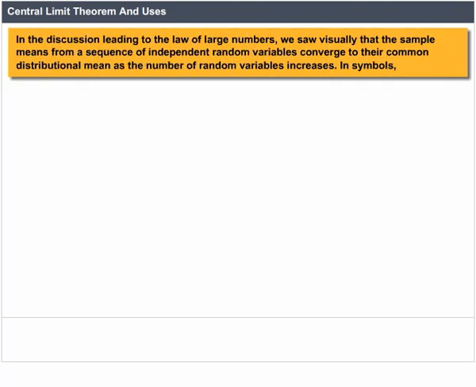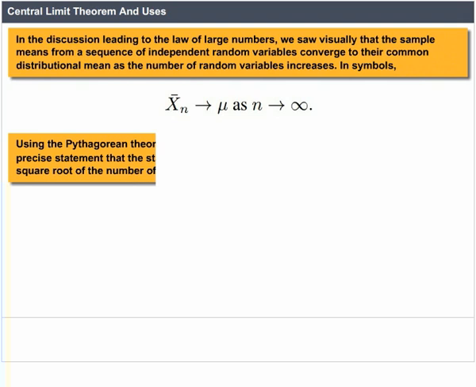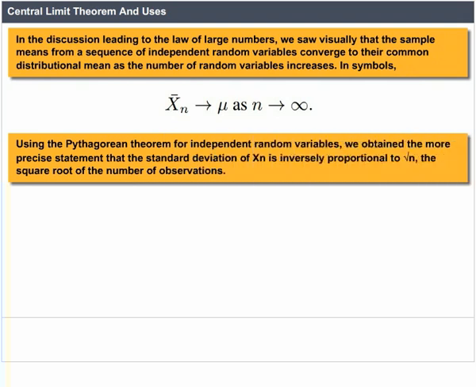In the discussion leading to the law of large numbers, we saw visually that the sample means from a sequence of independent random variables converge to their common distributional mean as the number of random variables increases. In symbols, x n bar tends to mu as n tends to infinity. Using the Pythagorean theorem, for independent random variables, we obtained the more precise statement that the standard deviation of x n bar is inversely proportional to the square root of n, the square root of the number of observations.